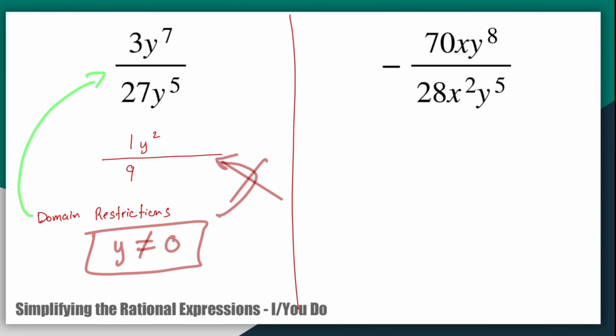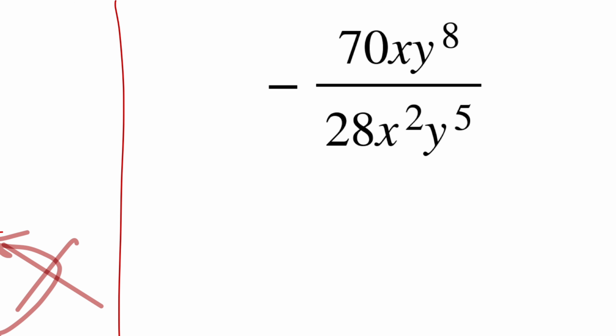Okay, so this one is a little bit more difficult. Right? It's a little bit more difficult, but that's okay. We got 70. Well, first we had a negative on the outside. That's fine. All right, let's put that in our answer. We have 70 over 28. Okay? You have to think about what number goes into both of them, right?